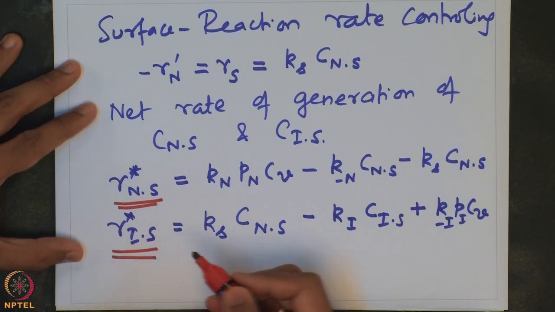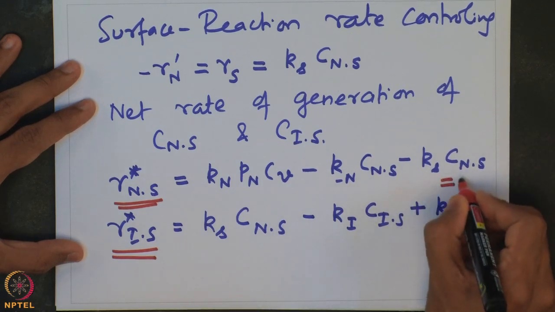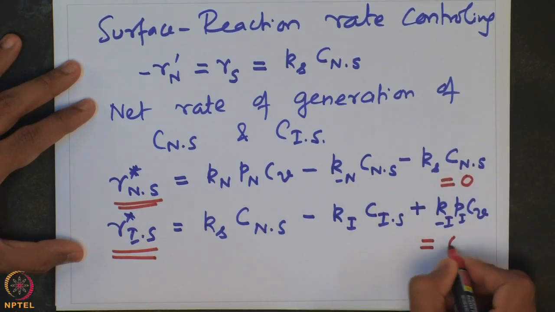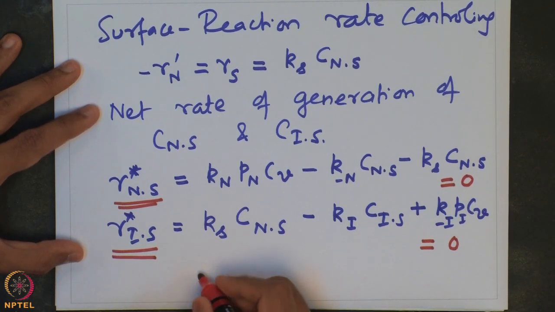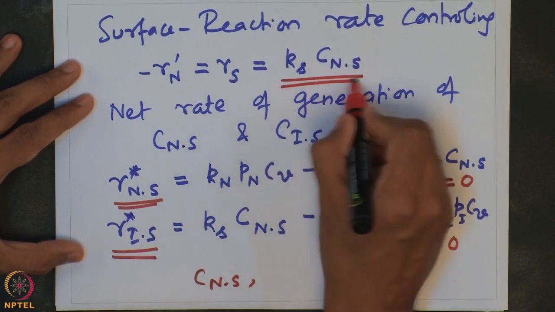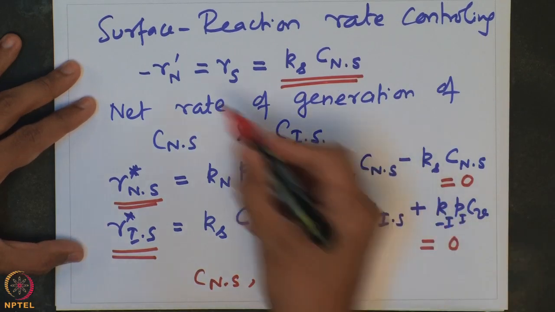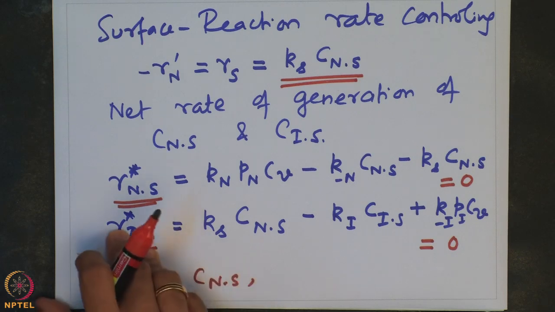In the pseudo-steady state hypothesis method, we assume that the rate at which the intermediates are formed is equal to 0. So, from here we will find out what is Cns and Cis, and substitute that in this expression, and then we are done. We will be able to find what is the overall rate of reaction. So, let us do this exercise.